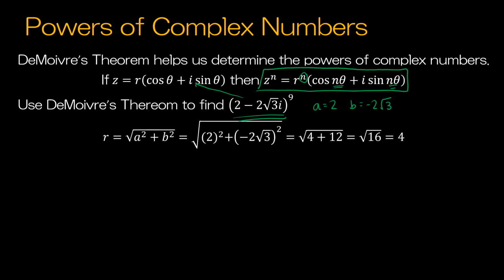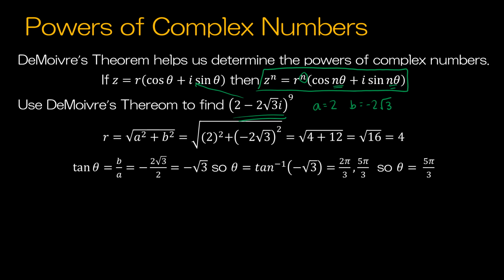So now to find r, I'm finding a squared plus b squared and then the square root, which gives me radical 16 or 4. To find theta, I'm taking tangent of theta is equal to b divided by a, which gives me tangent of theta is negative radical 3, which means I'm choosing between 2 pi over 3 and 5 pi over 3. But my original point would have been 2, negative 2 radical 3, which is in the fourth quadrant, which is why 2 pi over 3 is out and 5 pi over 3 is in.